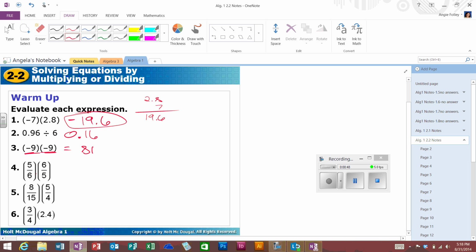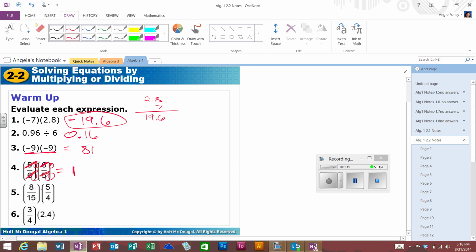5/6 times 6/5. So these are super easy because we can cancel diagonally only. I saw some people trying to cancel straight across. It can only be diagonally when there's a multiplication sign in between. And remember, there's all ones left. So 1 times 1 over 1 times 1 is just 1.